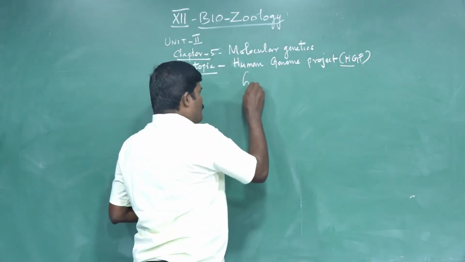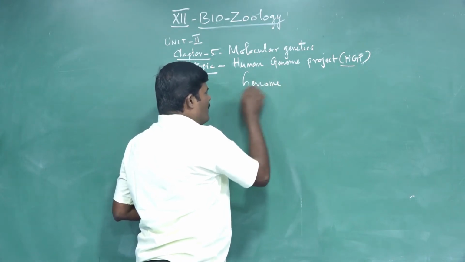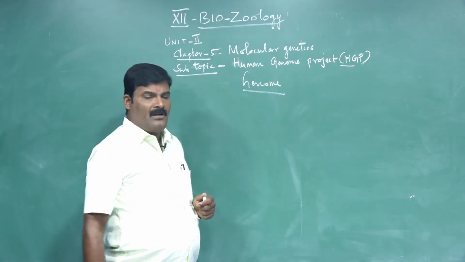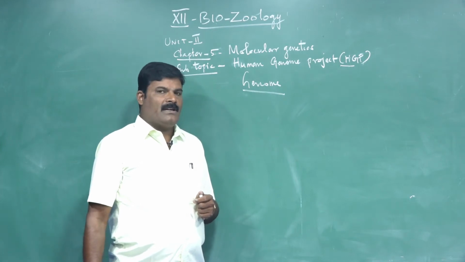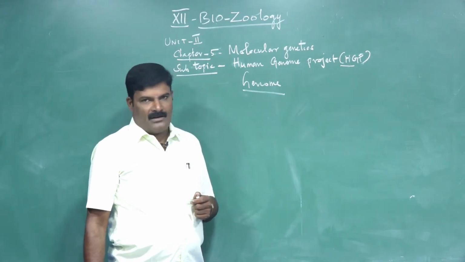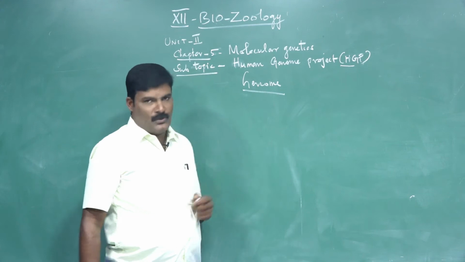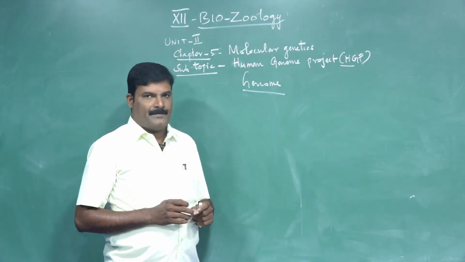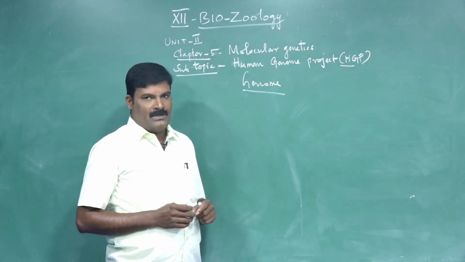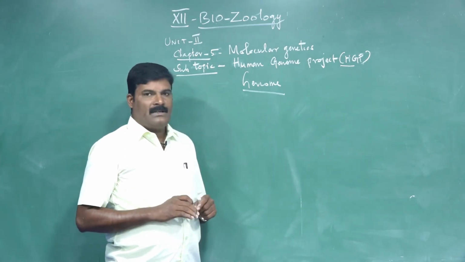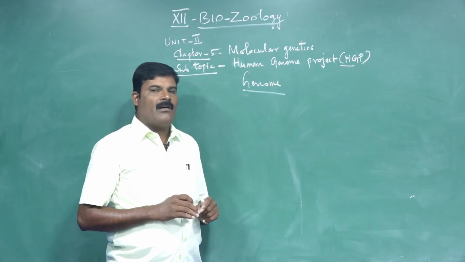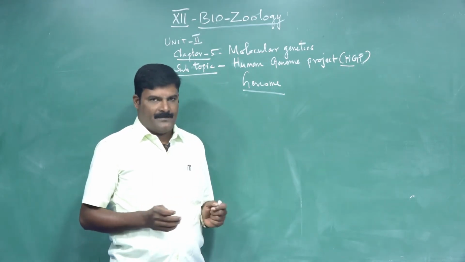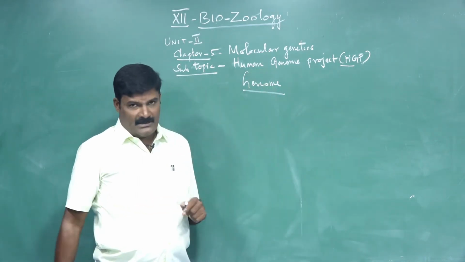What is called a genome? Genome means all the sequence of the DNA or genes in an organism. Genomes are nothing but a group of genes in an organism. Project means a program to analyze all the DNA sequence in an organism. That is the Human Genome Project.